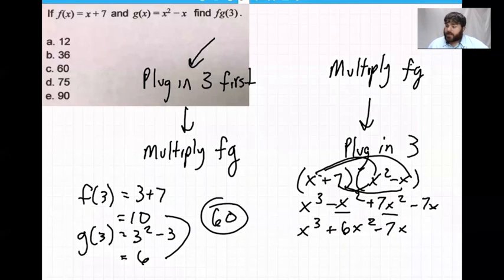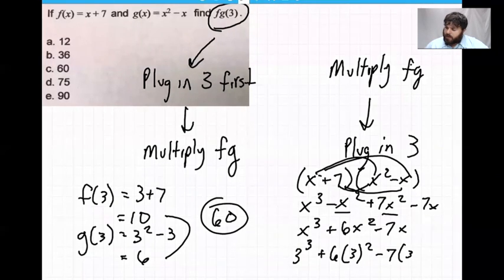So plug in 3, because we're finding fg of 3. Okay, so 3 to the third plus 6 times 3 squared minus 7 times 3 is going to give you 60. Okay, again, I think finding f of 3 and g of 3 and then just multiplying them together is probably the easiest here. Okay, so our answer is C, 60.